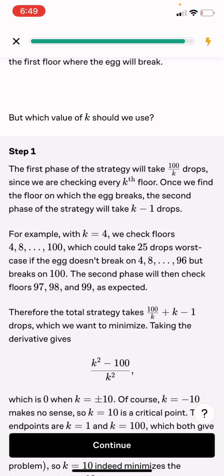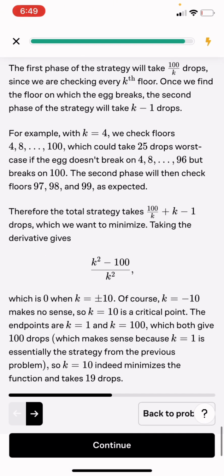Worst case, if the egg doesn't break on floor 8, 96, but breaks on floor 100, the second phase will then check floors 97, 98, and 99 as expected. Therefore, the total strategy takes 100 over k plus k minus 1 drops, which we want to minimize.